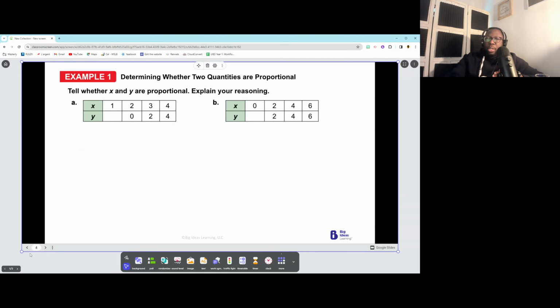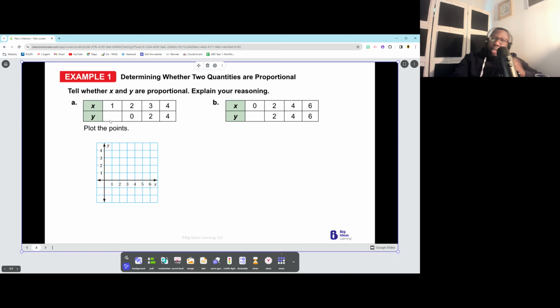Example number one, we have our x and y coordinates, and we're going to graph these coordinates and then look at the graph and say, hey, does this create a proportion? Do the x and y's, are they proportional? So when we graph these points, first we have our graph, we have our x coordinates, we have our y coordinates.